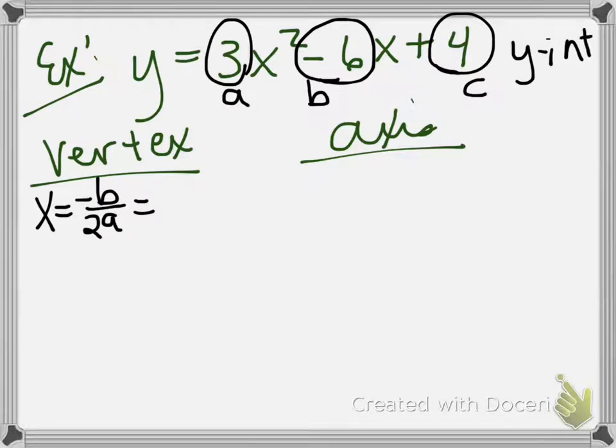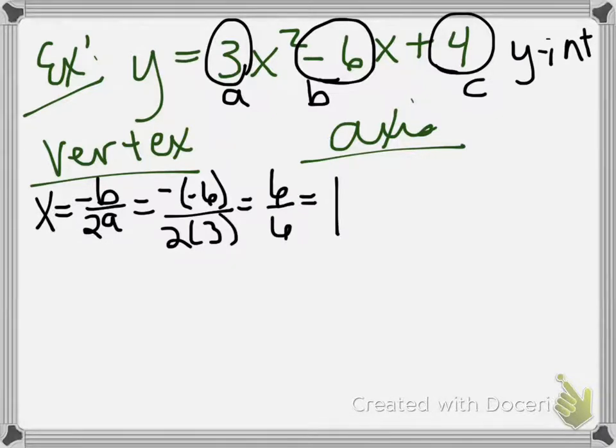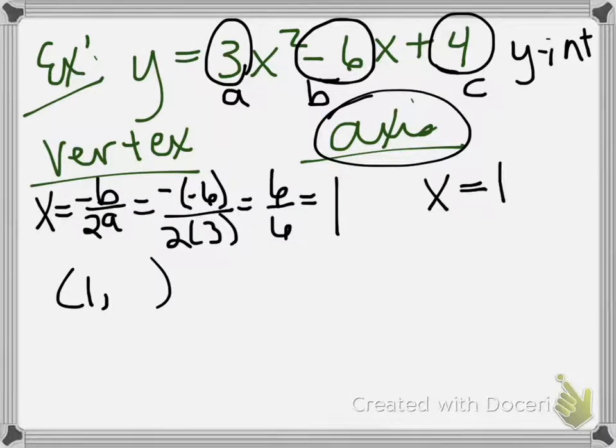Okay, so for the vertex, x is negative b divided by 2a, so it's negative negative 6 divided by 2 times 3, which is 6 divided by 6, which is 1. So the x component of my vertex is 1, and if you recall, the axis of symmetry uses the same formula. So the axis of symmetry is x equals 1.